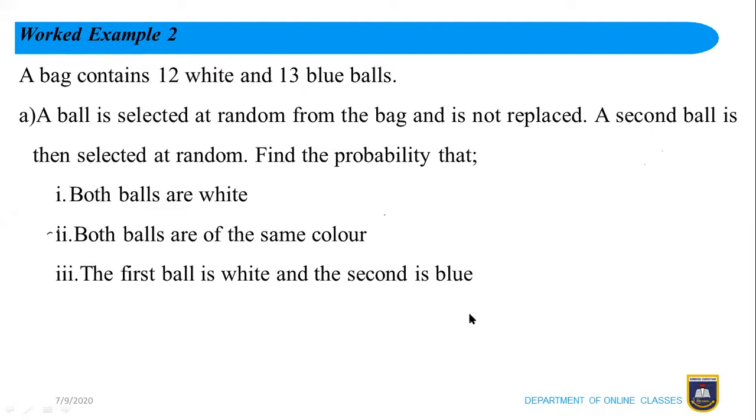Courage, give us your solution. Sir, I also had the same thing. To get the probability that both balls are white, you need to find the probability that the first ball... 11 over 50. Okay. Tell us your steps.